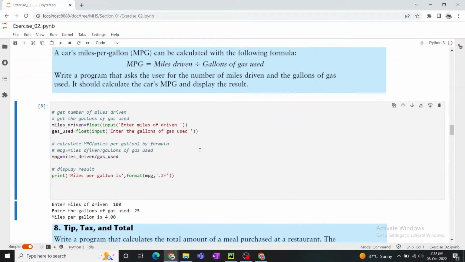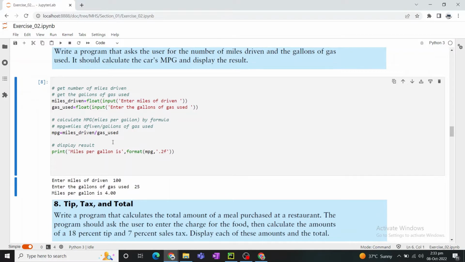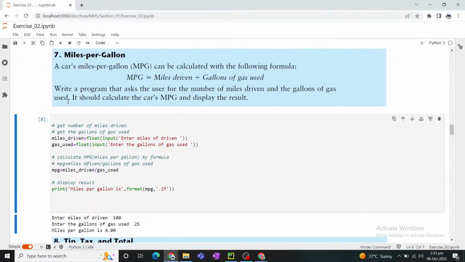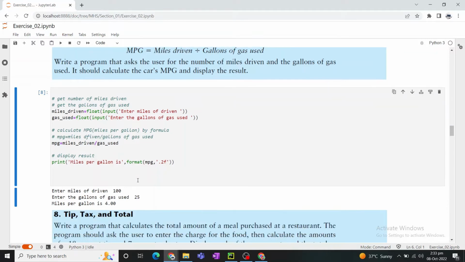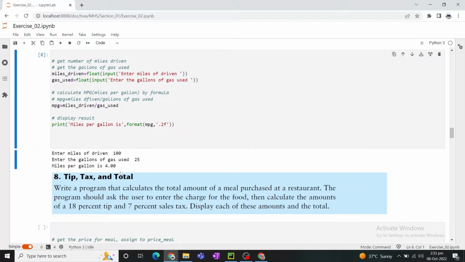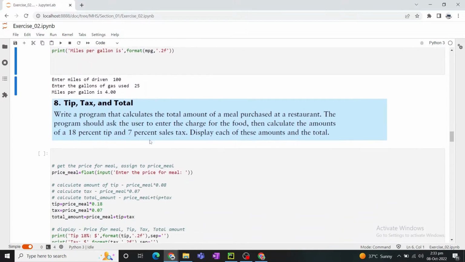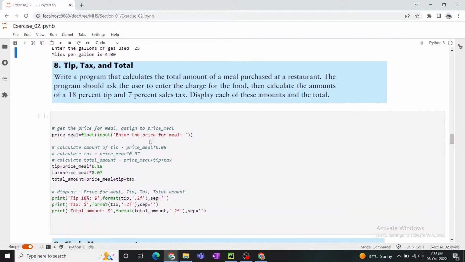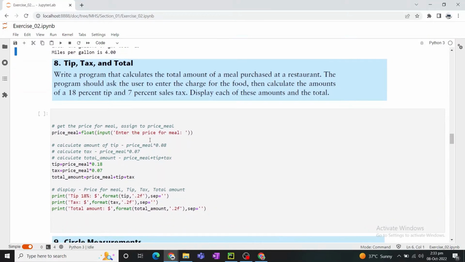So it was also a simple example. We can see over here that we have to calculate the MPG and the results. So it was also a quite simple program where we have calculated the MPG, miles on a single gallon. Okay, now next move to question number 8, the tip, tax, and total.